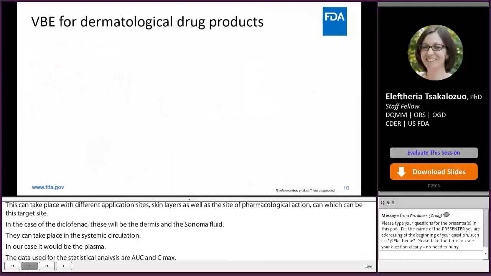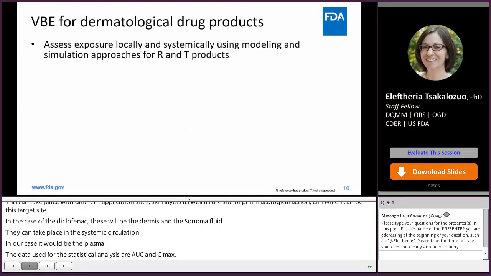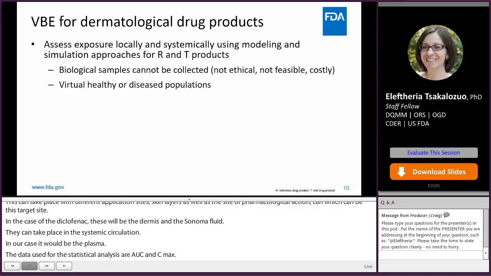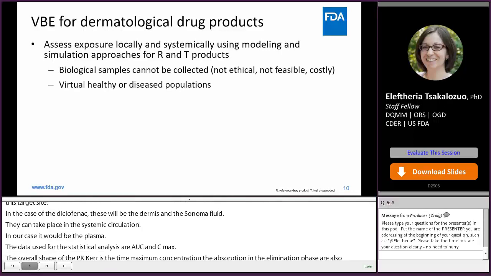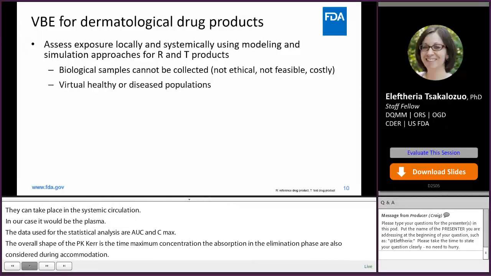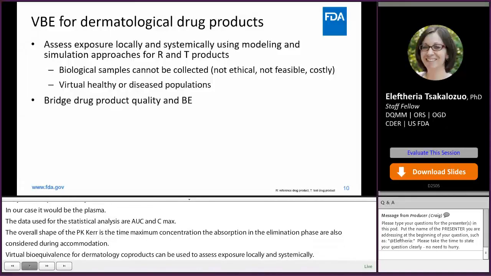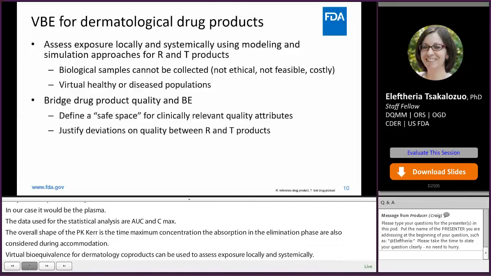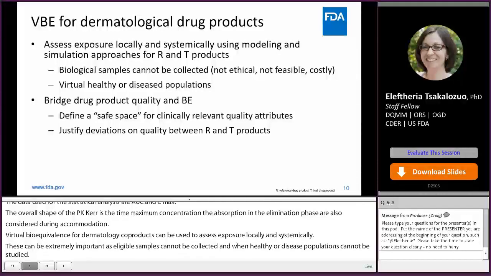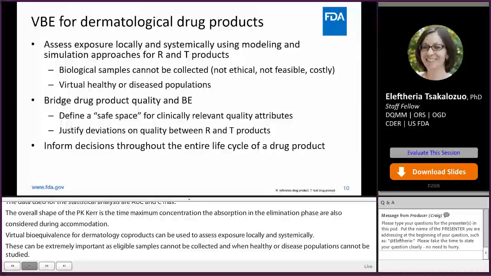Virtual bioequivalence for dermatological products can be used to assess exposure locally and systemically for the reference and the test product. These can be extremely important when biological samples cannot be collected and when healthy or diseased populations cannot be studied. Virtual bioequivalence approaches can also be used to bridge drug product quality and bioequivalence, define a safe space for clinically relevant quality attributes, and thus justify deviations on quality between reference and test products. And finally, these approaches can be used to inform decisions throughout the entire life cycle of a drug product.